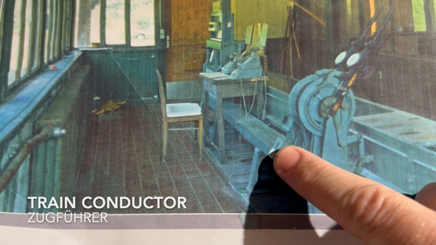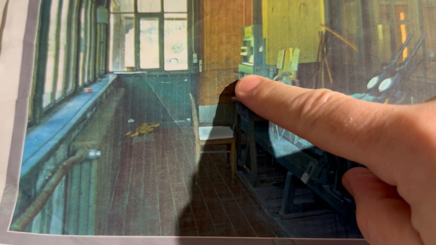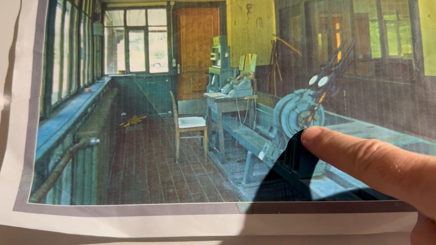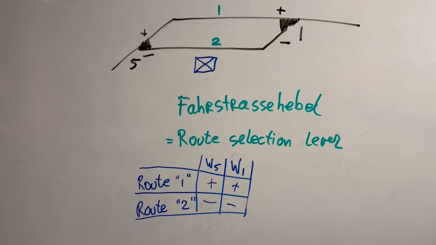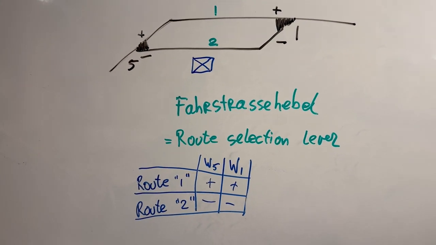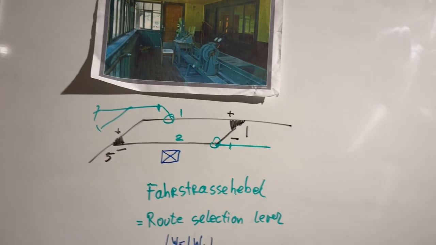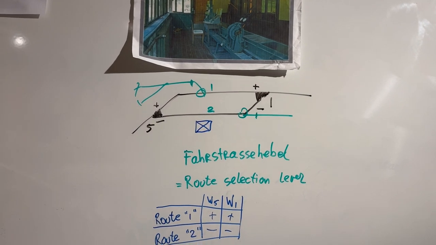He can unlock this one and then move the lever, which frees up the route selection lever, which you can then use to do something with the switch levers. So that's the basic idea. So that's how they handled such an unmanned station.